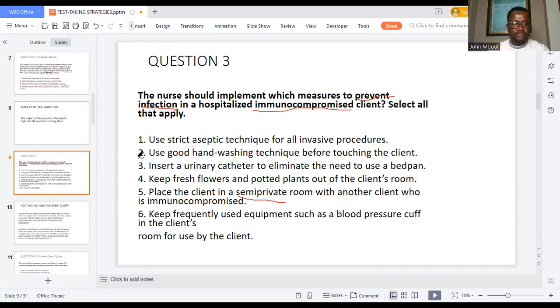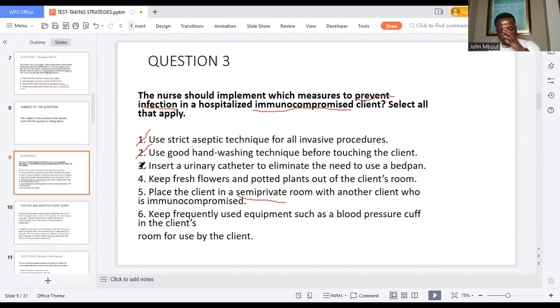Point number 1, correct. Generally, use strict aseptic technique for all invasive procedures. Okay, this is fine for all clients. This is good. You have to do that. Number 2, use good hand washing technique. This is standard precaution, right? Remember the example I quoted before. Standard precaution will always go with all the other types of precaution. First, standard precaution, then you can decide to implement contact, airborne or droplet, depending on the microorganisms.